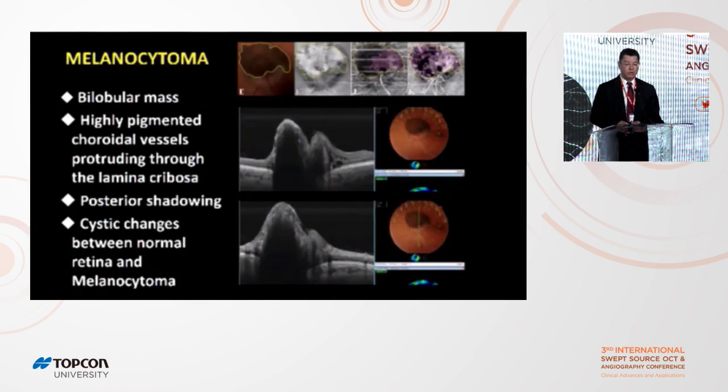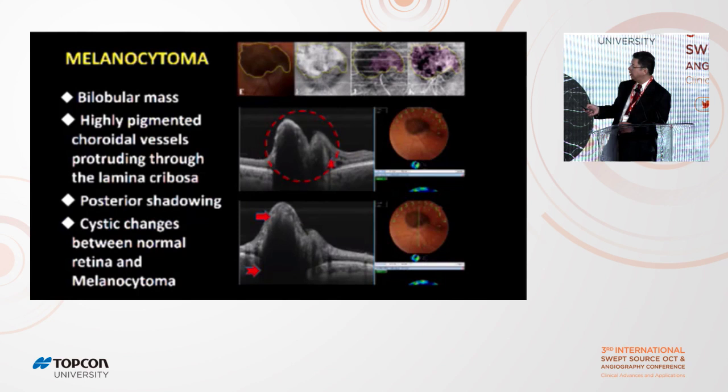So for melanocytomas, it's a bilobular mass with highly pigmented choroidal vessels protruding through the lamina cribrosa, posterior shadowing, cystic changes between normal retina and the melanocytoma, which is the lesion here. And these lesions show on the surface of the tumor hyperreflectivity of the vessels of the tumor on the surface.